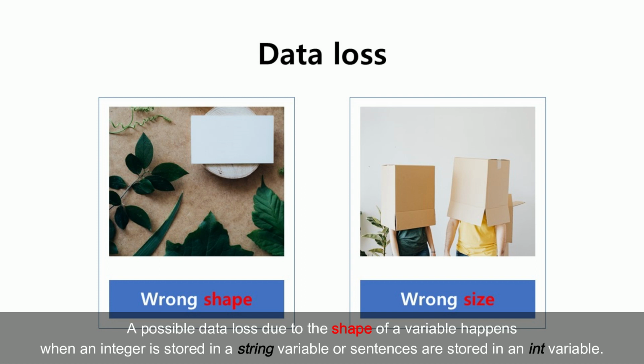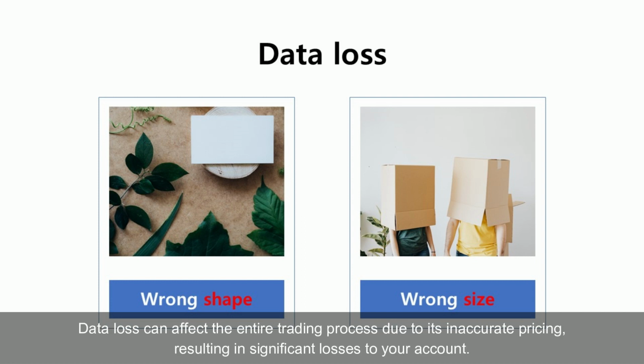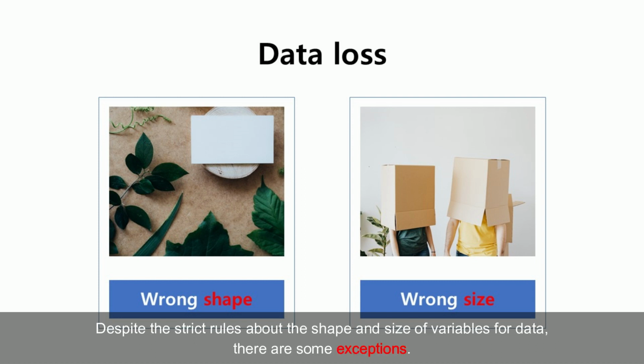A possible data loss due to the shape of a variable happens when an integer is stored in a string variable or sentences are stored in an int variable. In both cases, the original data will be transformed abnormally to fit into the variable, losing a significant part of itself. Data loss can affect the entire trading process due to its inaccurate pricing, resulting in significant losses to your account. Despite the strict rules about the shape and size of variables for data, there are some exceptions.